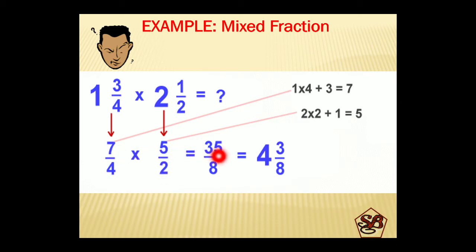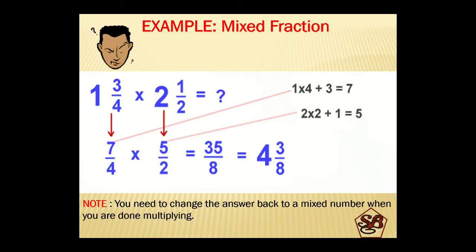Multiplying the numerators, we have got the answer as 35. 7 5s are 35. 4 2s are 8. So the denominator is 8. Again, 35 by 8 is an improper fraction. So we can convert it into a mixed fraction again. To convert it into a mixed fraction, we divide 35 by 8. We get 4 as the whole number and 3 by 8 as the fraction. So the final answer of these two multiplications is 4 3 by 8. So here we need to remember that we need to change the answer back to a mixed number when we are done multiplying.